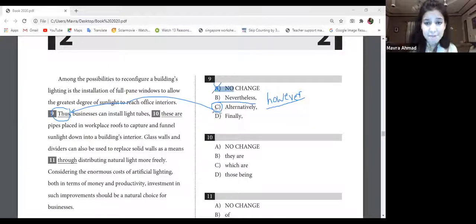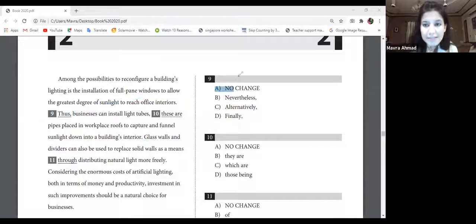Then we have finally. अब finally जब एक बात होती है ना, तो finally is like the last thing that we are mentioning. यहाँ पर अगर हम देखें तो next sentence में glass walls and dividers can also be used to replace solid walls as a means through distributing natural light more freely. Another possibility. So जब हम possibilities की बात करें, इस sentence में भी possibility है, इसमें भी एक और alternative है to reconfigure a building's lighting, और फिर sentence जो next है इसमें भी एक possibility है. तो finally तो हमारे पास sentence number 9 में आ ही नहीं सकता.